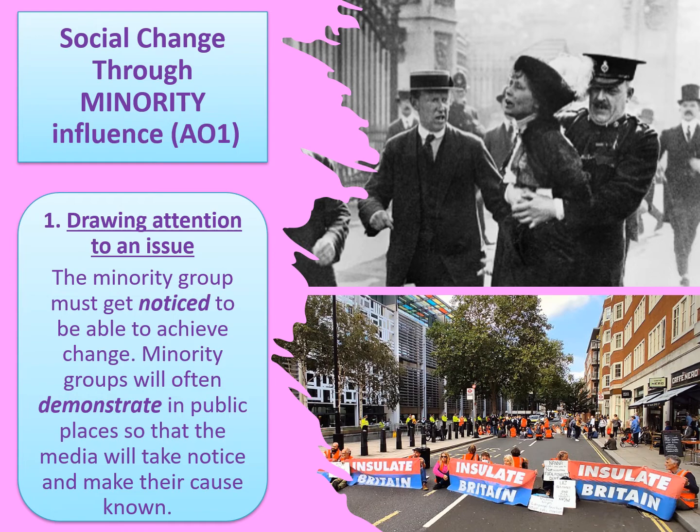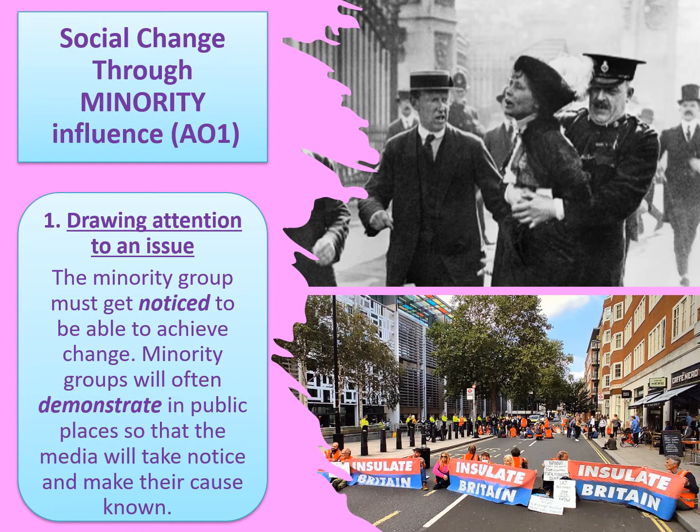The other picture you can see there is from September 2021, and it was a group called Insulate Britain. This is a more up-to-date minority group, and if you're watching this maybe a few years in the future, you'll be thinking of more recent minority groups, which obviously I don't know about yet. Insulate Britain was 2021, and they are protesting there outside the Home Office. They are a minority group worried about climate change, so their cause is for people to insulate their homes, and they're calling on the government to provide the resources for people to do that so that they can help with climate change.